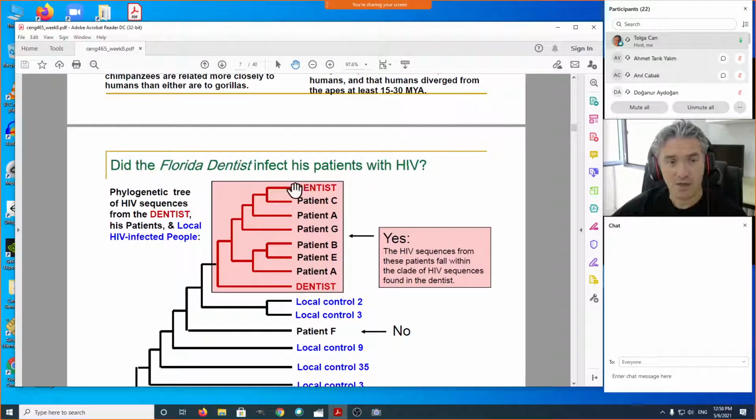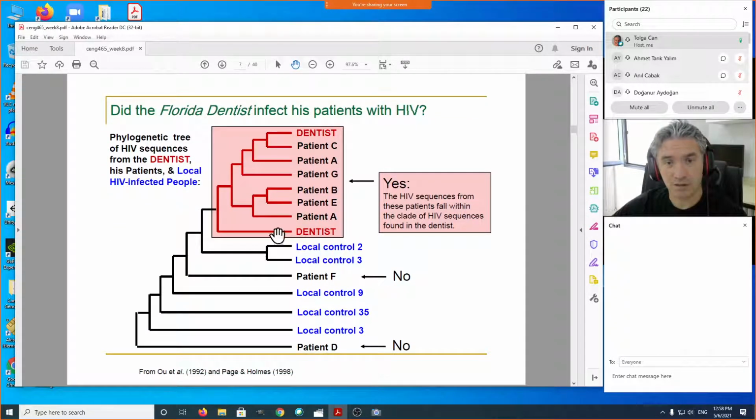Phylogenetic analysis can also be used in cases like this, in legal cases, where the question is whether the Florida dentist was the source of the HIV that certain patients of this dentist got, whether they have HIV due to, for example, incorrect sterilization of the needles at this dentist. For that, we need to have some controls. We are looking at the HIV strains here, which these different ones have.